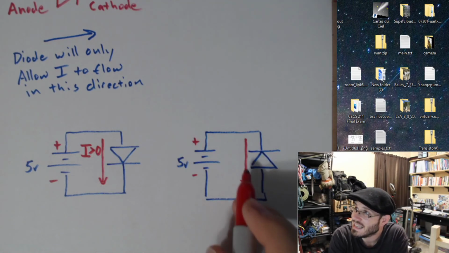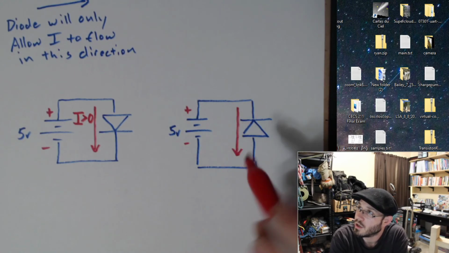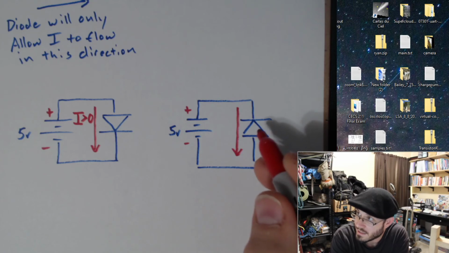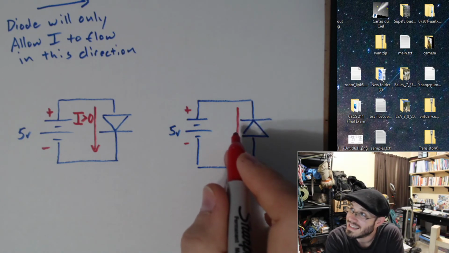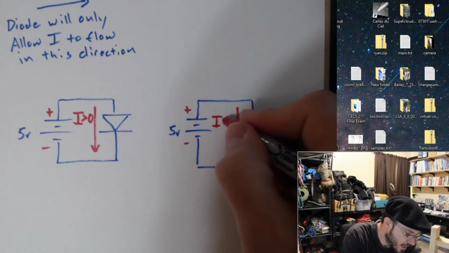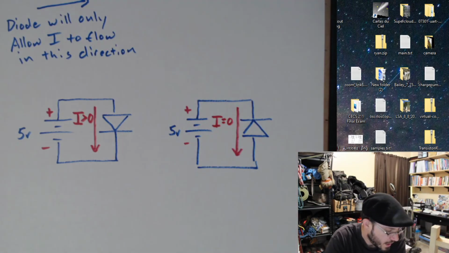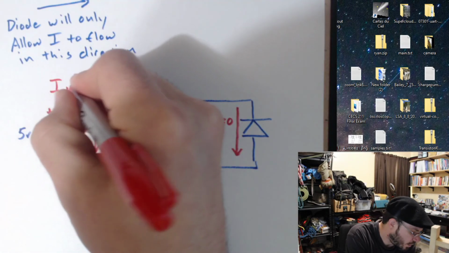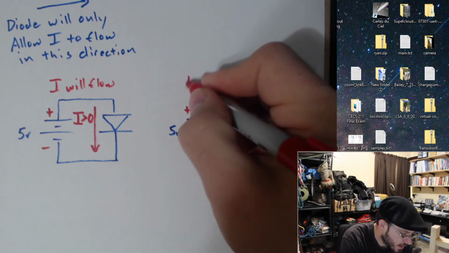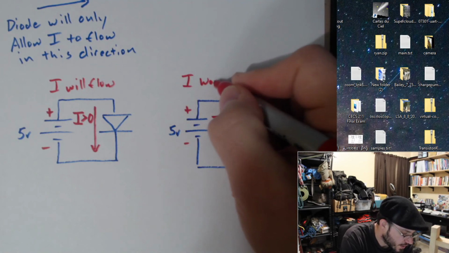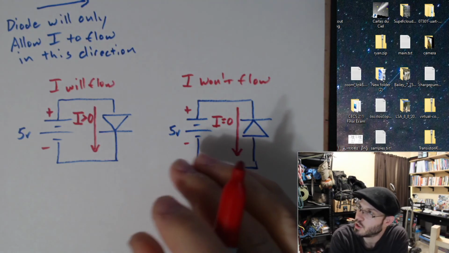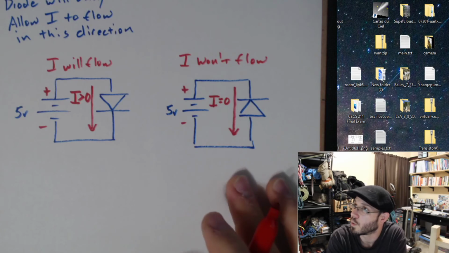Now, in this case, notice that the current is going in the opposite direction of what the diode will permit. Therefore, this is not going to allow current to flow. I will be equal to 0. So in this case, I will flow. In this case, I won't flow.